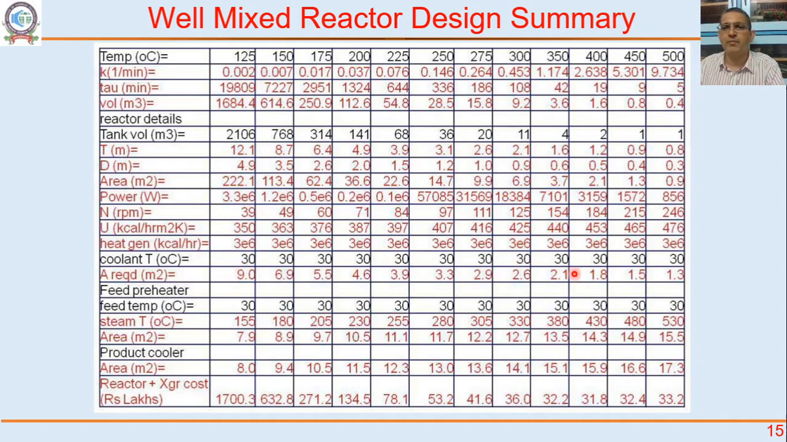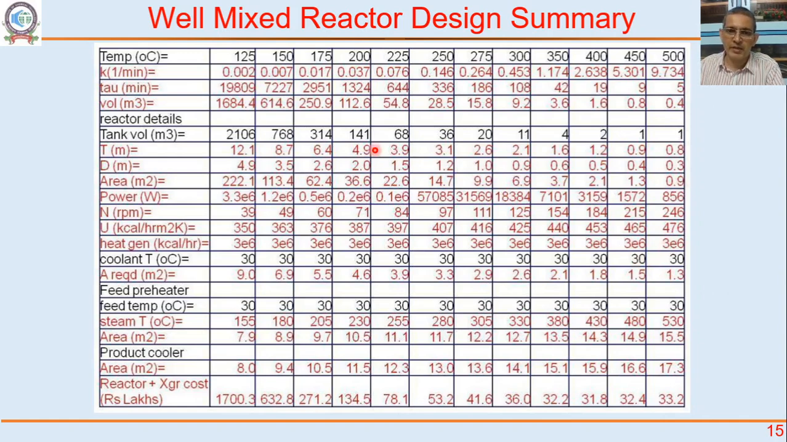Look at some other extreme. If I operate the reactor at 500 degrees centigrade, this is the rate constant, 9.7 per minute. I require only 0.4 meter cube, but I have only 0.9 meter square area available, and I require 1.3 meter square to remove heat. Obviously, the heat removal area is insufficient from what is available.